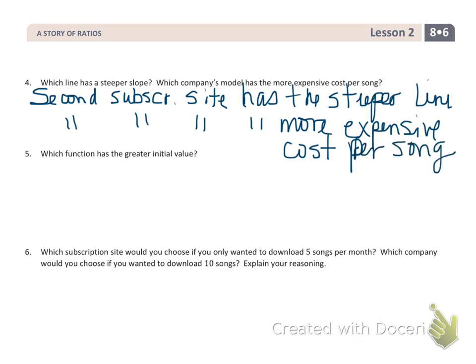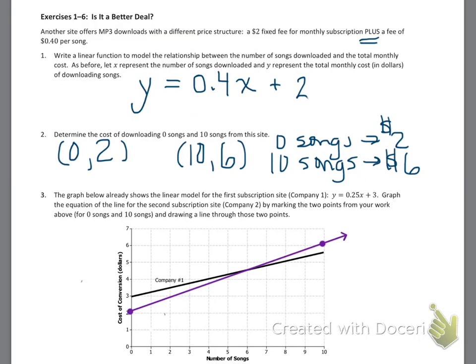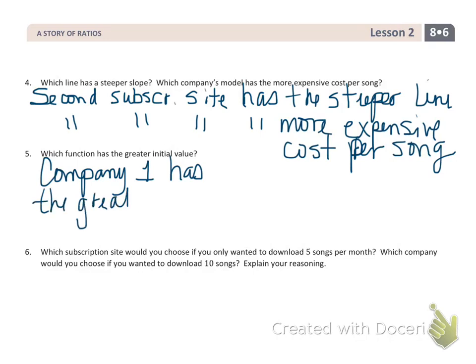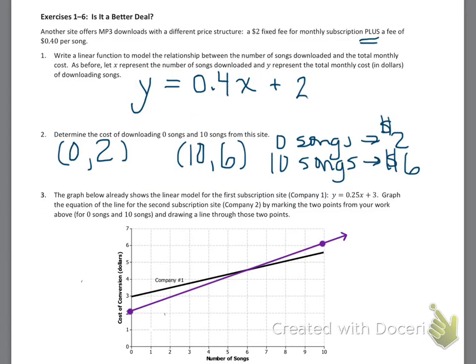Okay. Which function has the greater initial value? So the $3 for company 1 is greater. Company 1 has the greater initial value. Okay, so which subscription site would you choose if you only wanted to download 5 songs per month? And which company would you choose if you wanted to download 10 songs? Explain your reasoning. So we can go back to the graph and look at it.